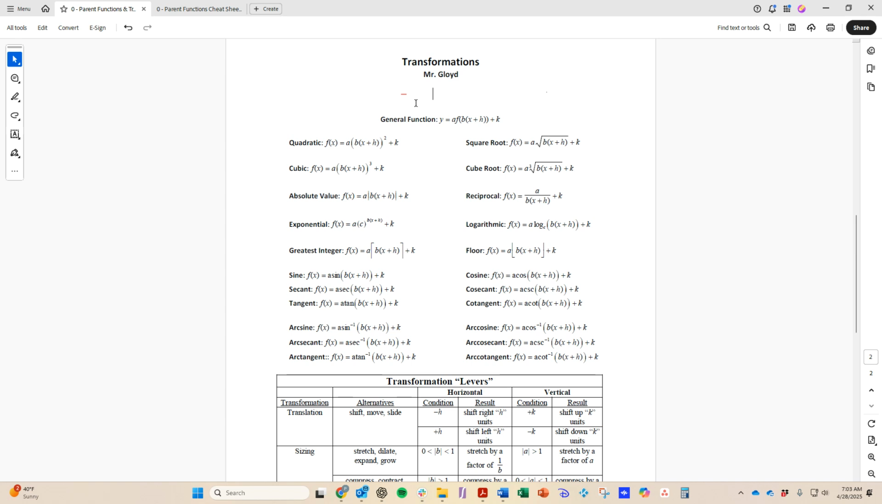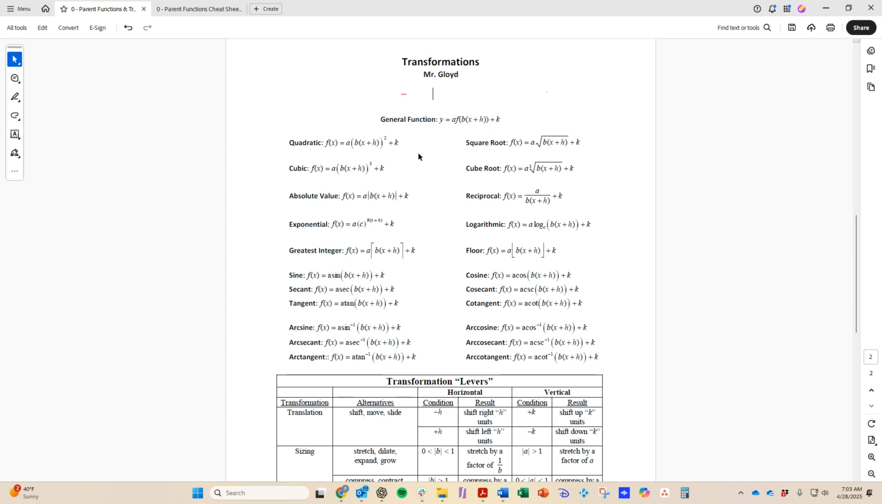Outside, it's going to be a vertical stretch or compression. Bigger than 1 means stretch. Between 0 and 1 means compression. On the inside, if we multiply by a number bigger than 1, then it's going to be a horizontal compression. And if we multiply by a number between 0 and 1, it's going to be a horizontal stretch, right?